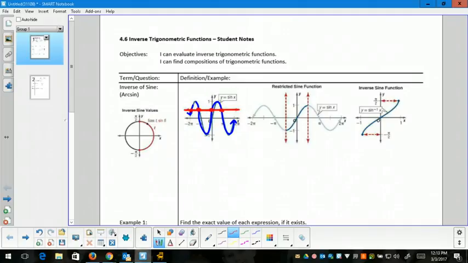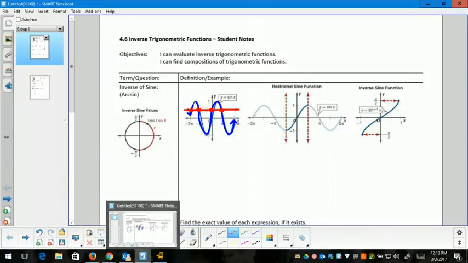If I tried to graph its inverse, I'd have a lot of outputs, okay? Or it just wouldn't work. I'd have a lot of outputs for the same input. And so what we need to do in order to actually be able to graph it for sine, cosine, and tangent is limit or restrict the domain.